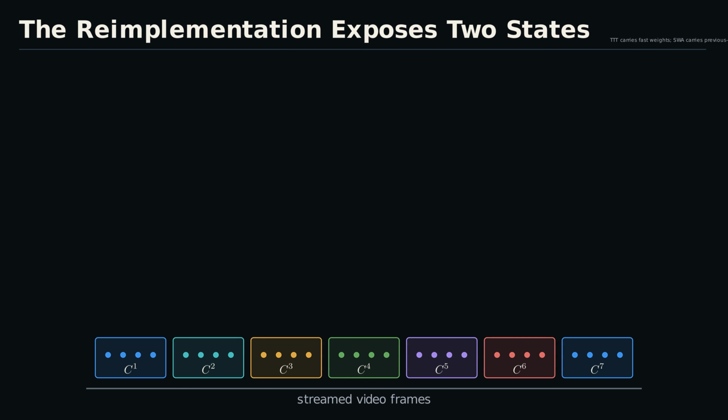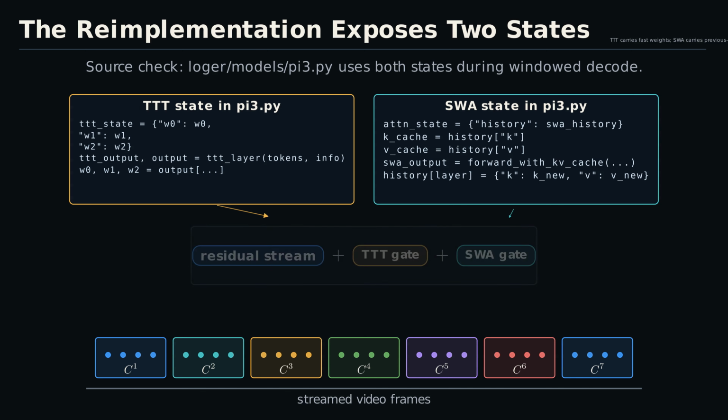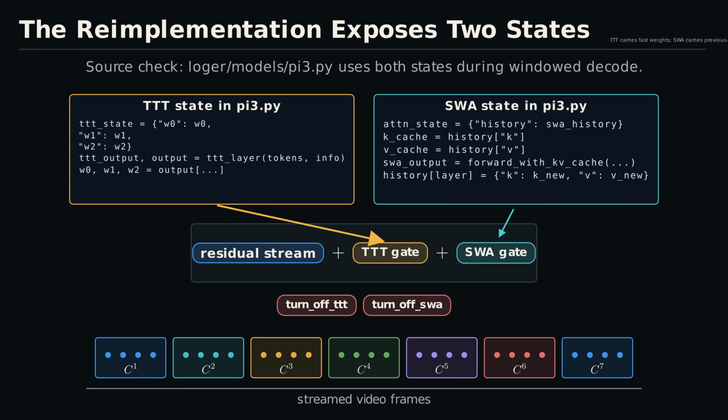The released reimplementation makes the split concrete. TTT carries W0, W1, and W2 from one window to the next. SWA carries a KV cache. Both paths are gated into the residual stream, so either one can be turned off for ablations.